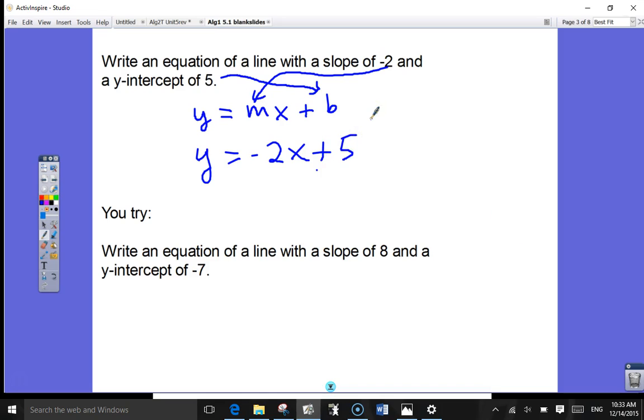Write an equation of a line with a slope of 8 and a y-intercept of -7. So what's the equation? y equals 8x minus 7. Right? Slope-intercept form. Next.